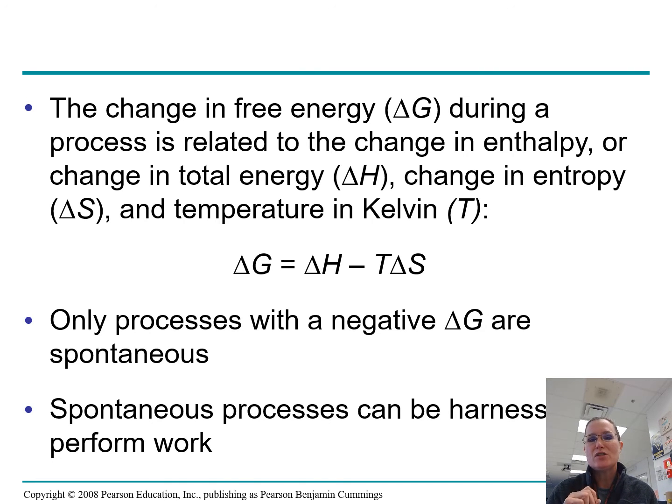So delta G equals the change in total energy minus the change in entropy multiplied by temperature in Kelvin. We're going to do some math problems with this. Might be some grid-ins, so it's something you should pay attention to when you're studying.